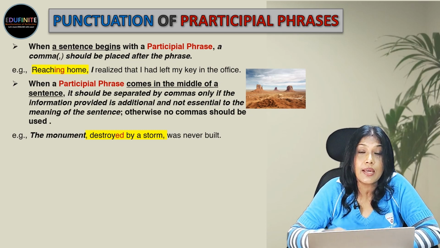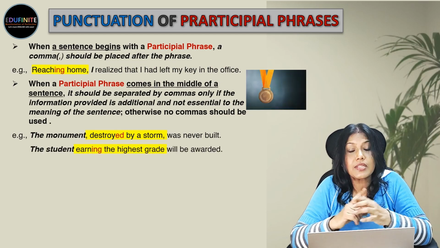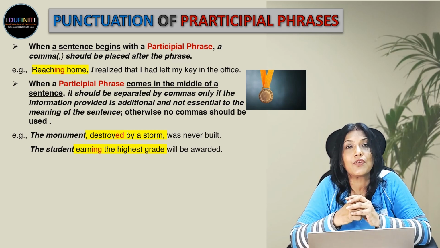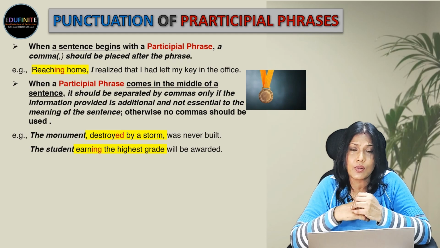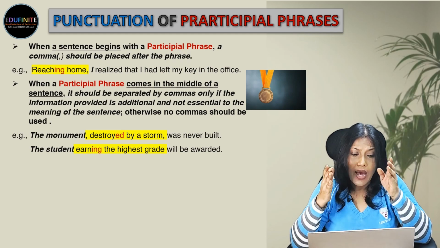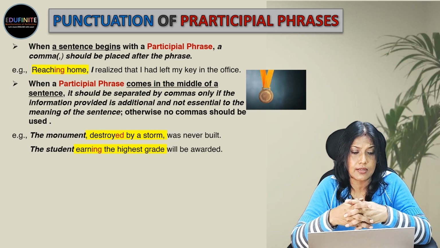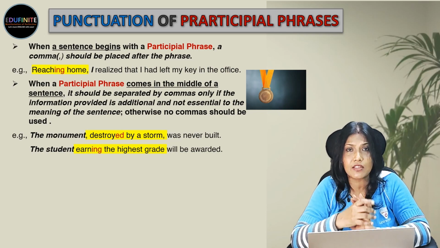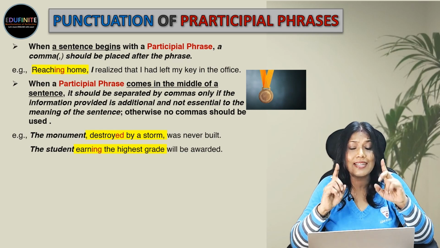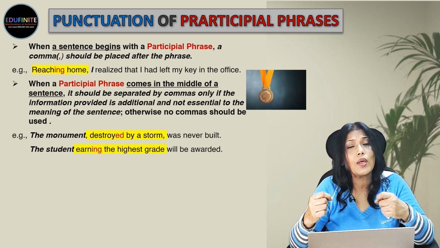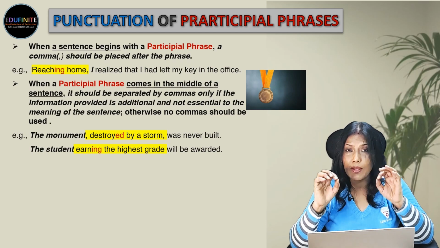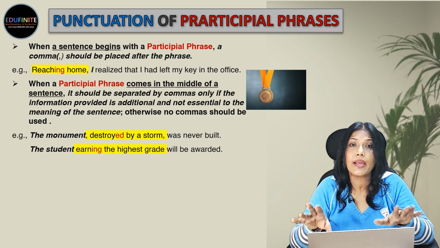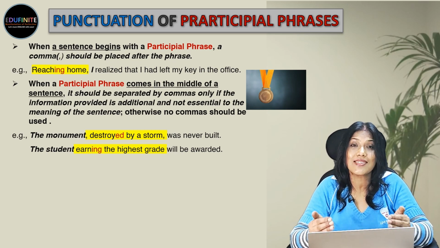So let's look into the other sentence. The student earning the highest grade will be awarded. If we say the student will be awarded, which student? It does not give us the whole idea. So we have to include this, it is an integral part of the sentence. This participle phrase is very much required by the sentence to complete its meaning. So the student earning the highest grade will be awarded. Here we have not separated it by commas, since this is an integral part of the sentence.